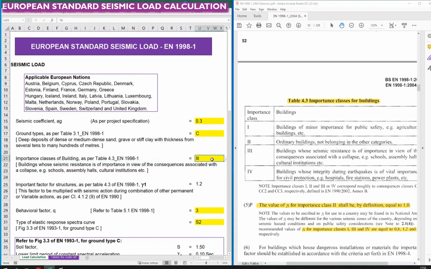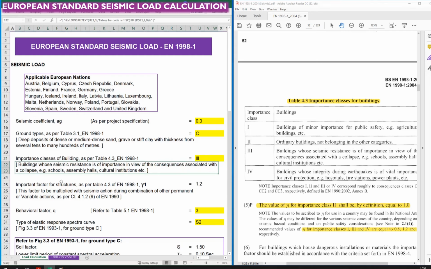So I am selecting class 3 here, which is a building whose seismic resistance is of importance in view of the consequences associated with a collapse, for example schools, assembly halls, or cultural institutions, etc. Likewise, we can also select based upon Table 4.3.